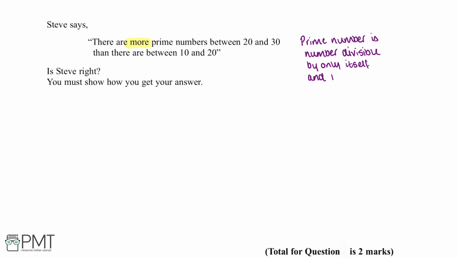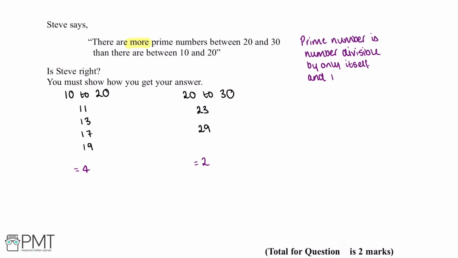So in order to work out whether there are more prime numbers between 20 and 30 than between 10 and 20, we're going to want to list all the prime numbers between 10 and 20 and then between 20 and 30. So if we start off with 10 to 20, there are 4 prime numbers between 10 and 20, and these are 11, 13, 17 and then 19. And next we can move on to numbers between 20 and 30. Now between 20 and 30, there are only 2 prime numbers, and these are 23 and then 29.